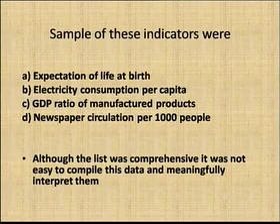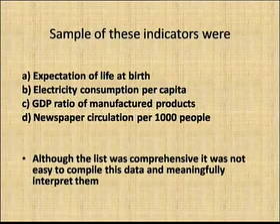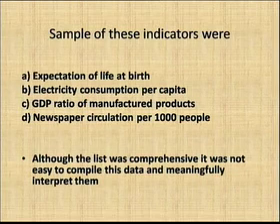So when you have all 16 together, or many of them are at a better level, that means that country is developed. If they are poor in terms of life expectancy, poor in terms of electricity consumption, poor in terms of manufacturing GDP, poor in terms of newspaper circulation, then that must be a poor country. So that's why they said a holistic measure has to have so many things together, and that is an example of one holistic measure.